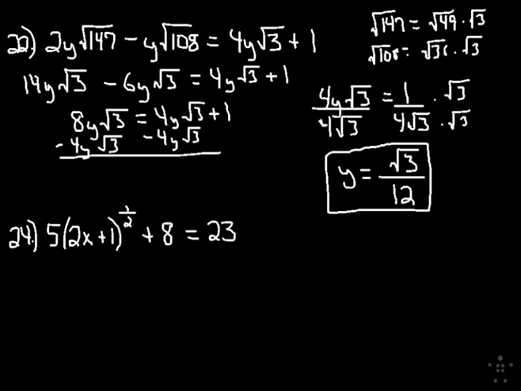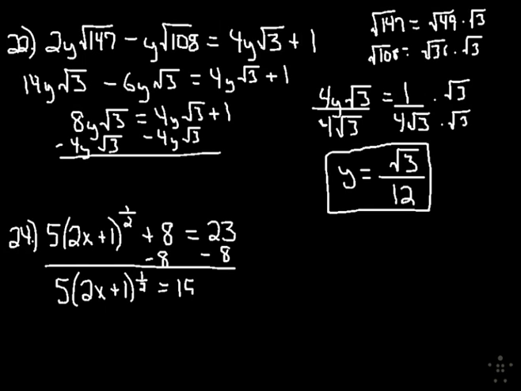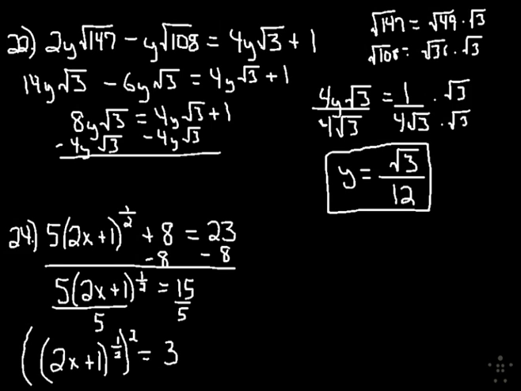Moving on to question number 24. If I'm trying to solve this one for x, the first thing I want to do is go ahead and get that constant over to the right side. So that gives me 5 times (2x plus 1) all to the 1/2 power is equal to 15. Next, I can divide both sides by 5. So I get (2x plus 1) to the 1/2 power, or just the square root of all that, is equal to 3.